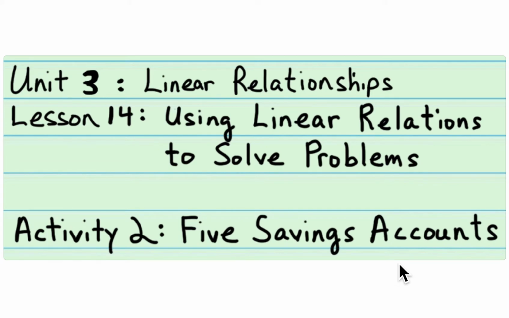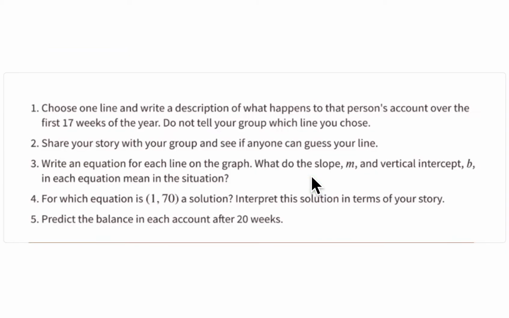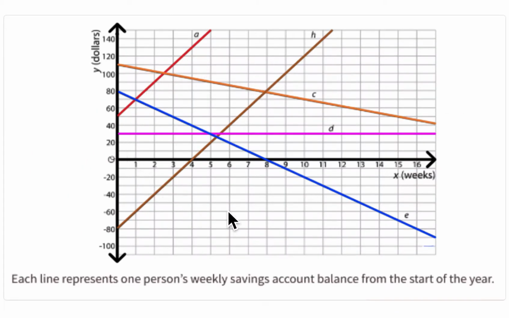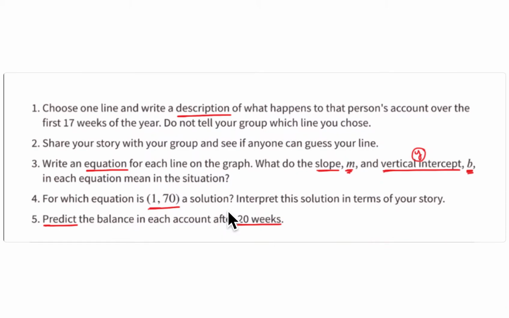This is activity 2, 5 savings accounts from lesson 14, using linear relations to solve problems. In this activity, you are given 5 graphs. For each of those graphs, you're supposed to come up with a story for each of the 5 graphs, and write an equation for each line.